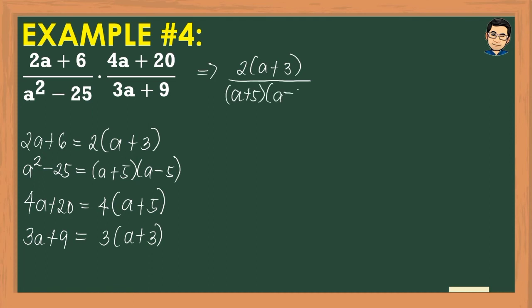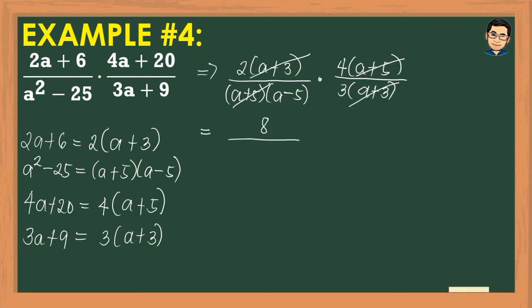Ayan, mas malinaw po kasi siya kapag iniisa-isa po natin. So, ayan. Pwede na po tayo mag-factor, mag-cancel out ngayon. So, a plus 3, a plus 3, a plus 5, a plus 5. And then, yung mga natira, kailangan po nating i-multiply. So, 2 times 4, that is 8, all over 3 times a minus 5.